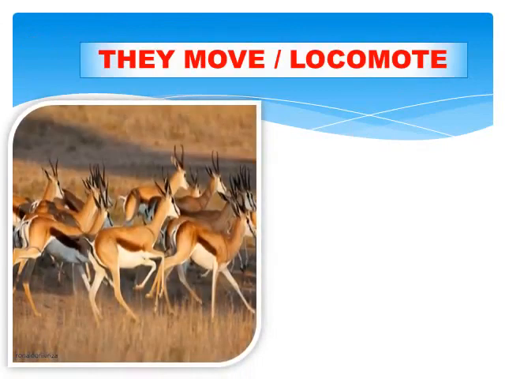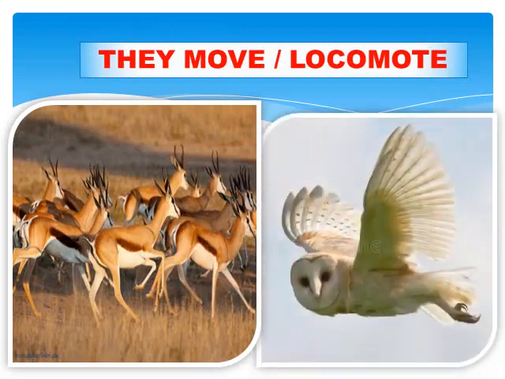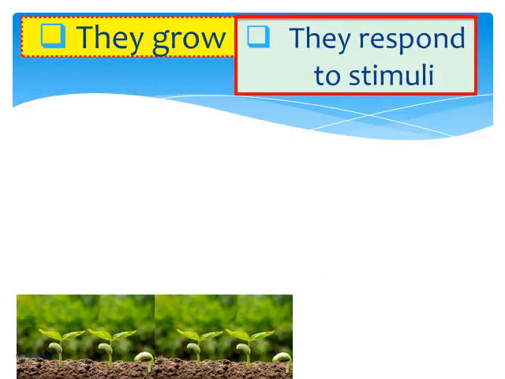Living things, of course, they move. As you will see here, you see the antelopes, the Uganda kobs, moving to one place, and in another video we shall look at the reasons why animals move from one place to another. Then here is an owl. It has eyes which look like those of people. Then living things, we shall say they grow.